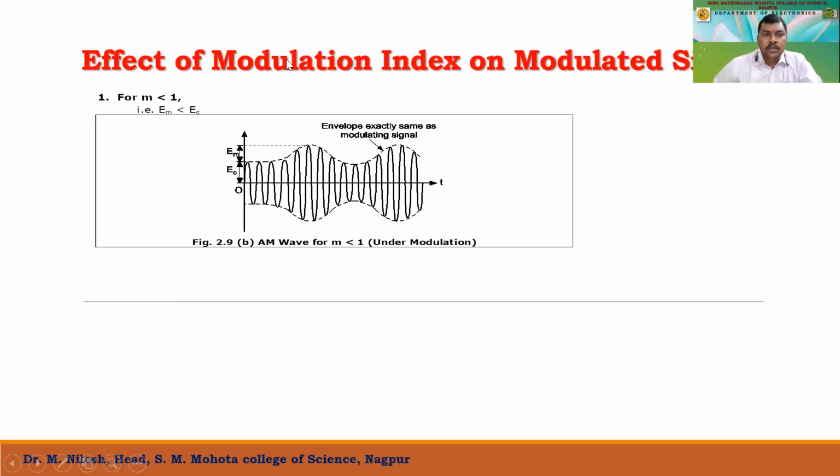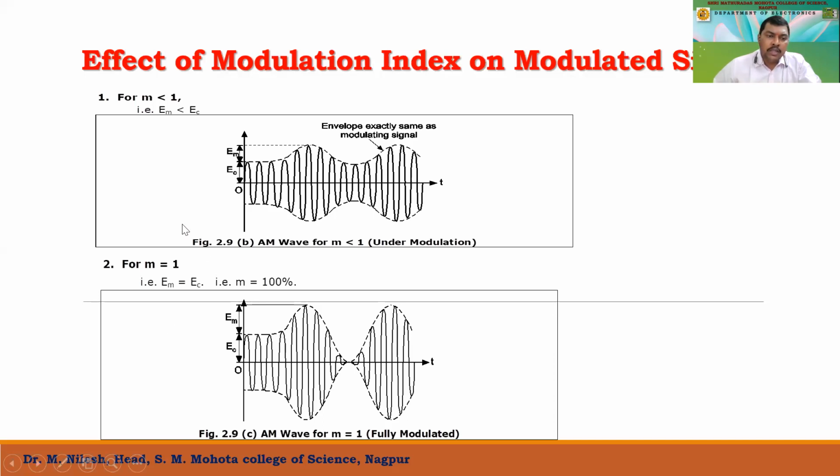So this is when the modulation index is less than 1, that is, EM is less than EC. Since we are working on the amplitude, we are using this, and this is the envelope. If M is less than 1, we have under modulation, which implies that both amplitudes will be nearly equal during the negative half as well as the positive. Okay, and when we have M equal to 1, we call it fully modulated.